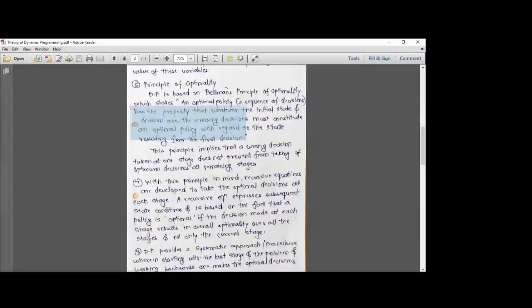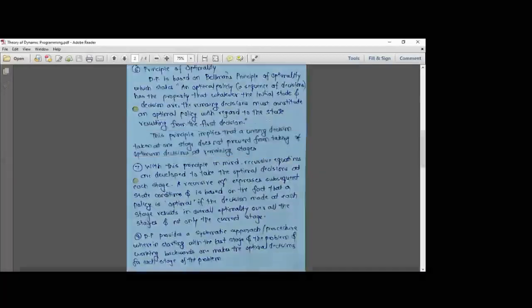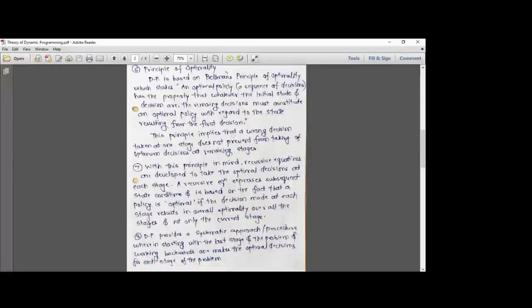So this is the principle that he has derived. In simple meaning, the principle implies that a wrong decision taken at one stage does not prevent the taking of optimum decisions at the remaining stages, right? This is a very, very important principle of optimality that dynamic programming follows. What is that principle? The principle is there, but what is the literal meaning?